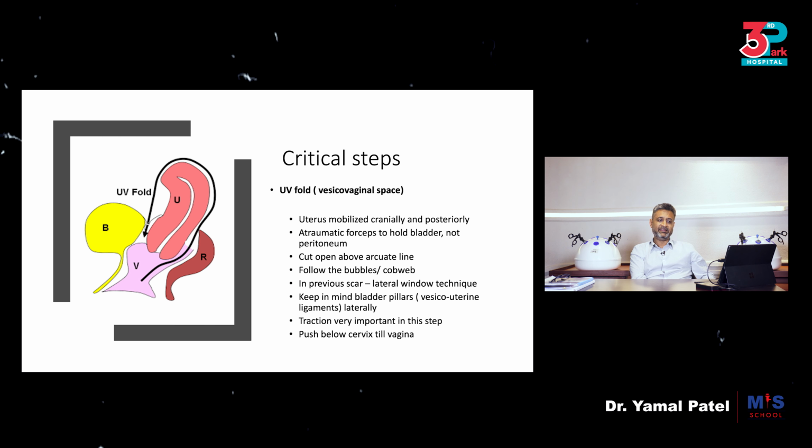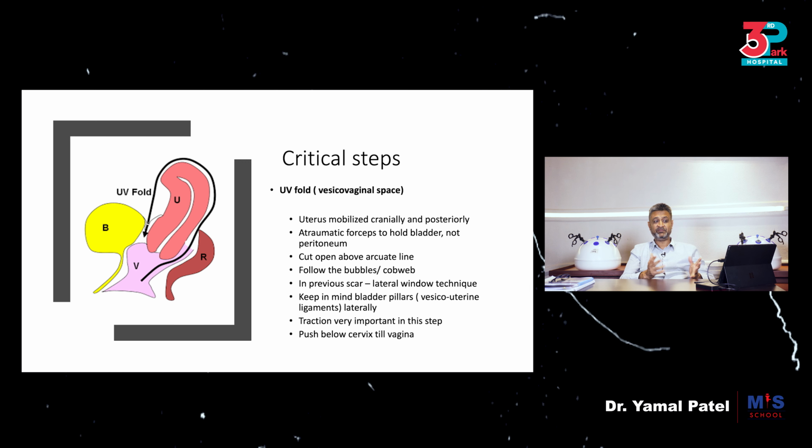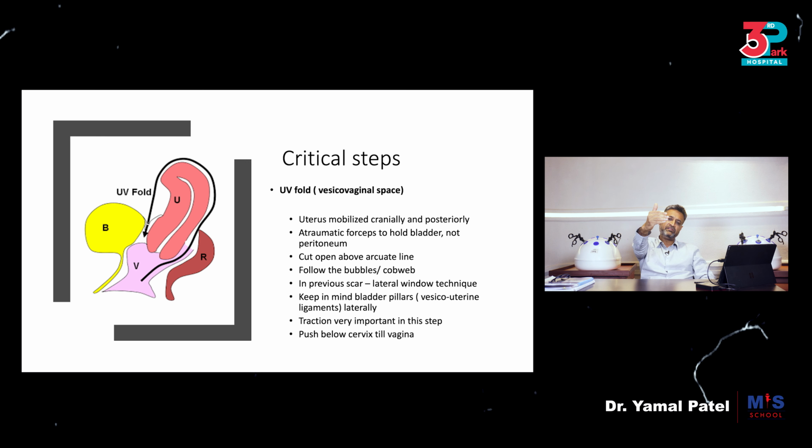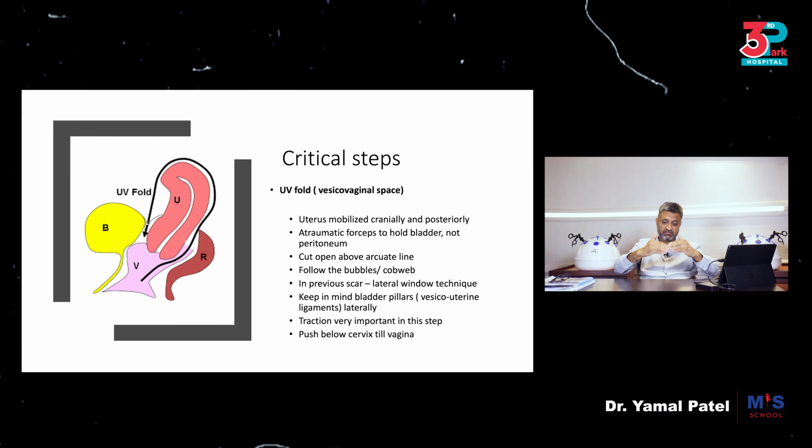Keep in mind the bladder pillars, which are the vesico-uterine ligaments laterally at the end, because they are vascular and can bleed. And please remember, traction is very important in this step. Without good traction, you'll not be able to dissect this place blood-free and in the right planes. And push this UV fold and the bladder to below the cervix until you enter the vagina.